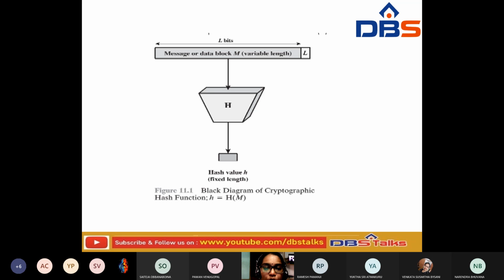This is how we generate it. This is a simple block diagram. If you take a message or block of data of some length L bits and apply the hash function to it, this is the fixed length hash value that we get.